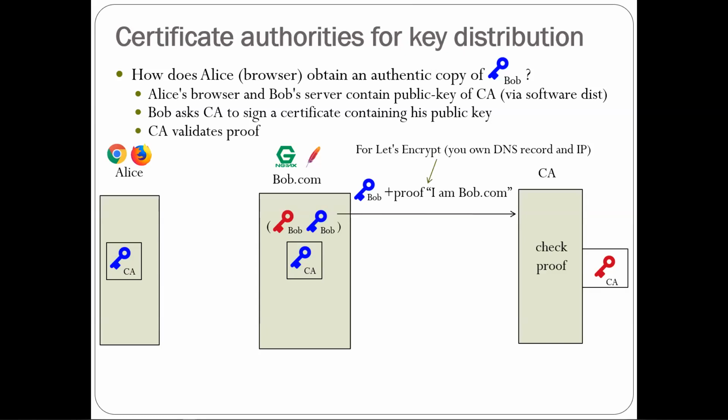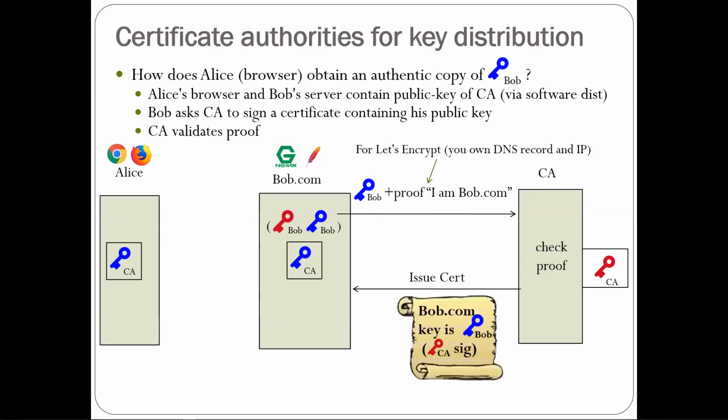Now with Let's Encrypt, all you need as proof is that you own the DNS record and the IP address that it points to. If you own both of those, then Let's Encrypt in particular, and several others, will automatically sign whatever you ask them to sign. So that's the proof in this day and age for Let's Encrypt. Then the CA is going to issue Bob a certificate that has his public key in it and then the CA's signature.